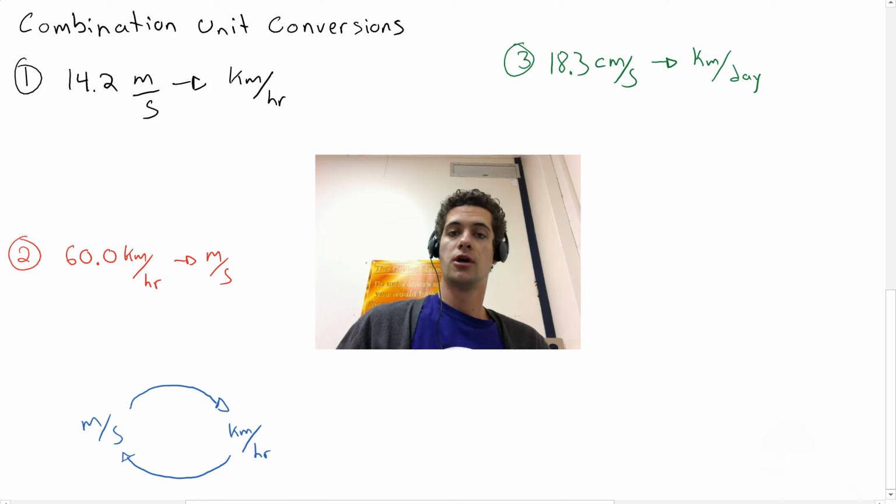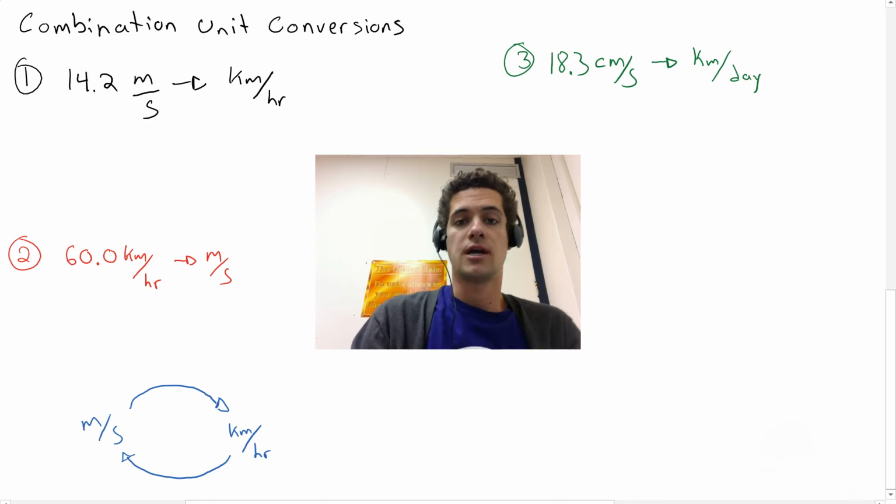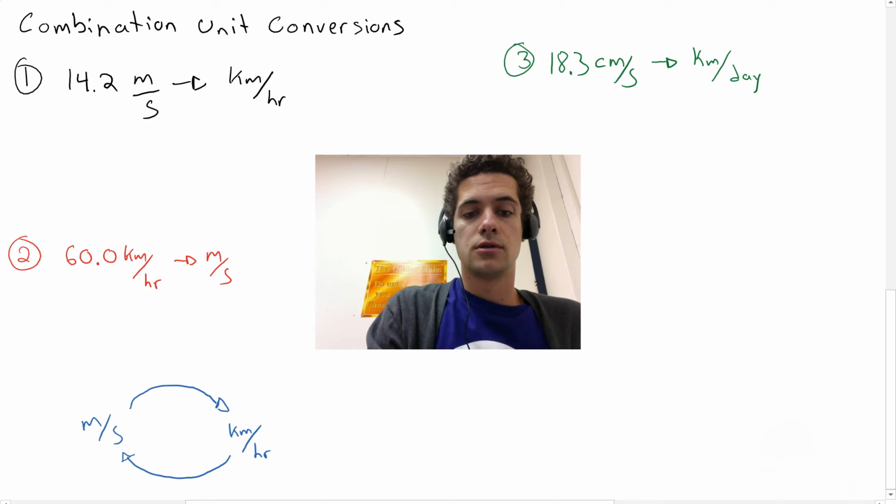So in this lesson, we're going to go over combination unit conversions. So changing something like meters per second into kilometers per hour and vice versa. This is going to help you on your time conversions worksheet. I highly recommend that you get out a piece of paper and do these 3 examples with me, just so you have a better understanding of how to do these.